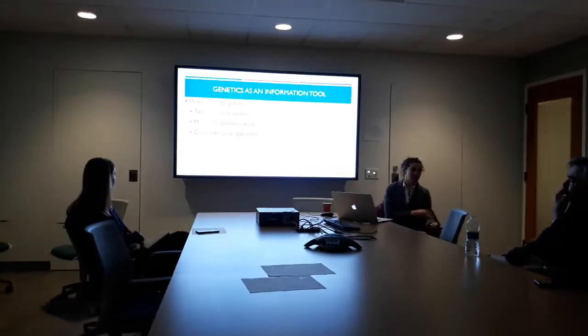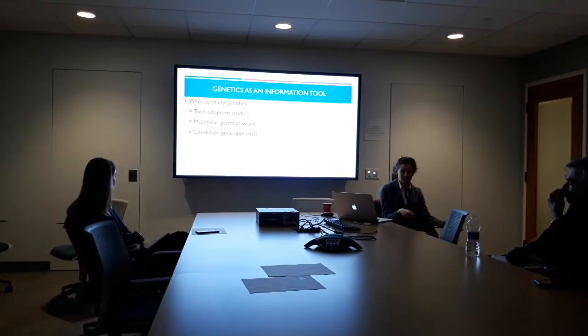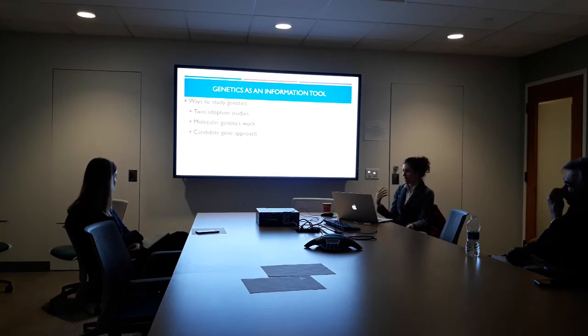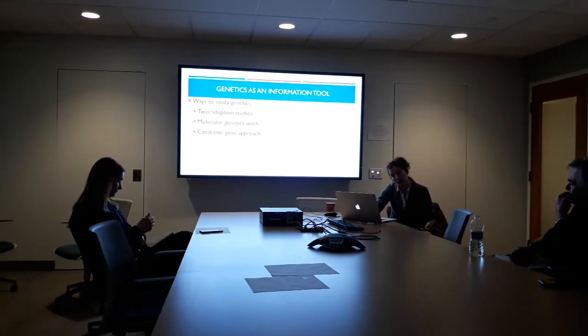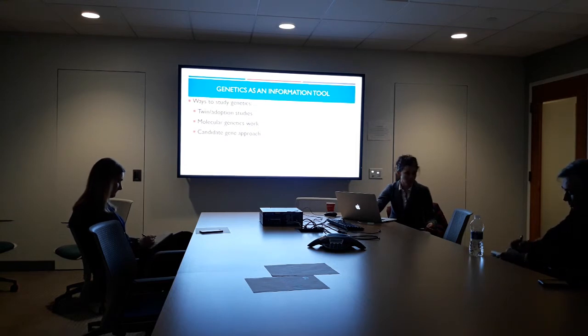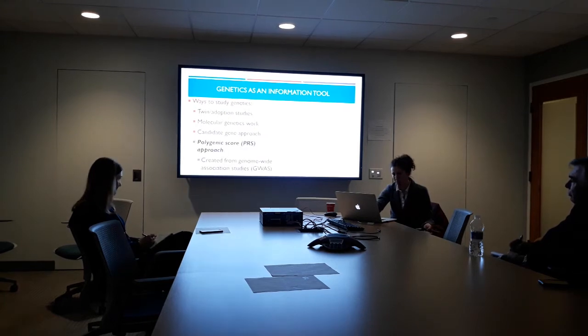So there's a number of ways that one can study genetics. This includes twin and adoption studies, molecular genetics work, as well as a candidate gene approach. The method that has been very commonly used and has been supported substantially by empirical and theoretical work is that of a polygenic risk score approach.